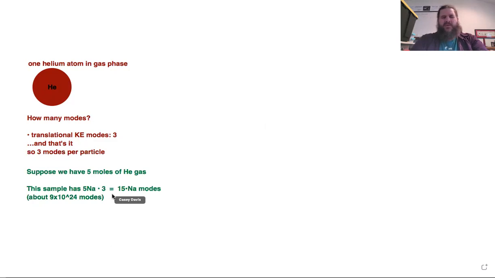And probably the most important thing about modes, once we know how many modes there are: we were saying all along that a mode is a way for the particle to have energy, almost like a container that holds energy for the particle. This sample has 9 times 10 to the 24th ways to have energy. How do we figure out how much energy each of those modes contains?